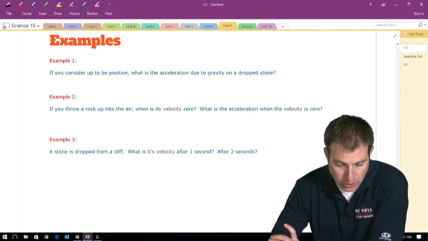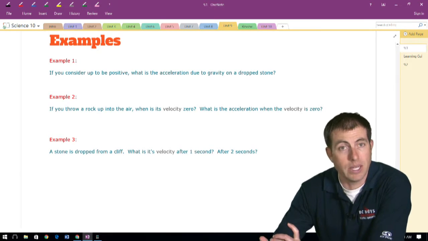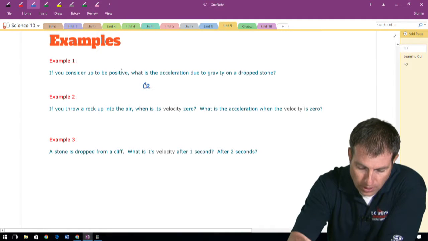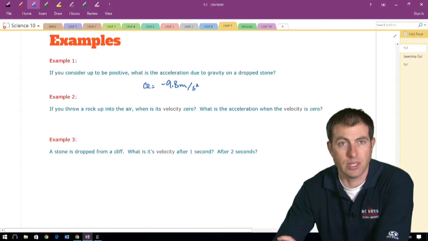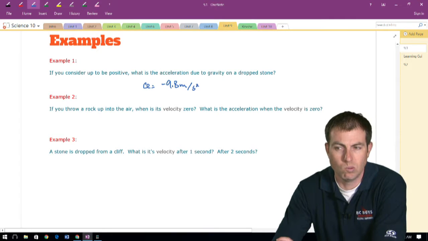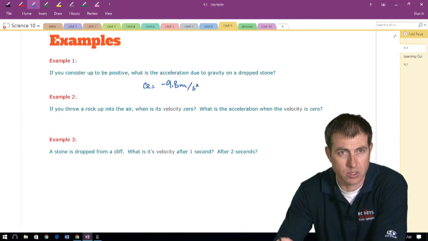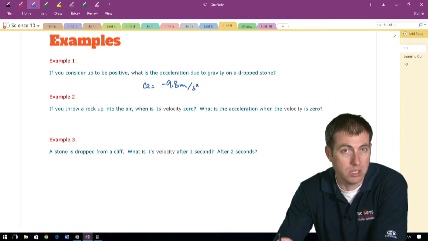So if you consider up to be positive, what is the acceleration due to gravity on a dropped stone? Any object in free fall is going to have an acceleration of negative 9.8 meters per second squared. And I will mention that you do need to memorize that number. That's probably one of the only numbers that's super important to Science 10 that you'll have to actually know. It's not on the formula sheet. I don't know why. It should be. It's not.